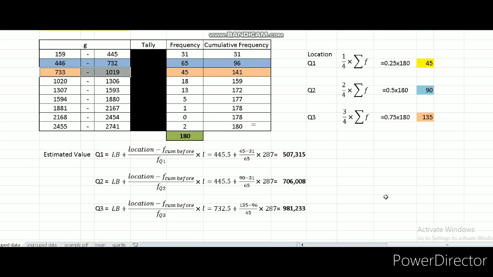So that's how it works to find the estimated value of your first, second, and third quartiles for grouped data.